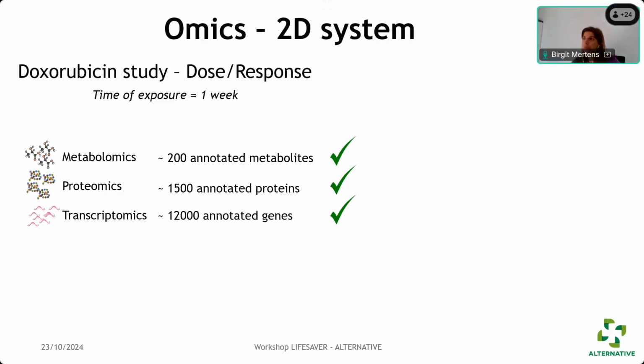Then another important part was the performance of omics experiments. So I will show you also now the data with doxorubicin. Doxorubicin exposure was done for 1 week and then with different concentrations, and then the material was collected to do 3 types of analysis, including metabolomics as well as proteomics and transcriptomics.